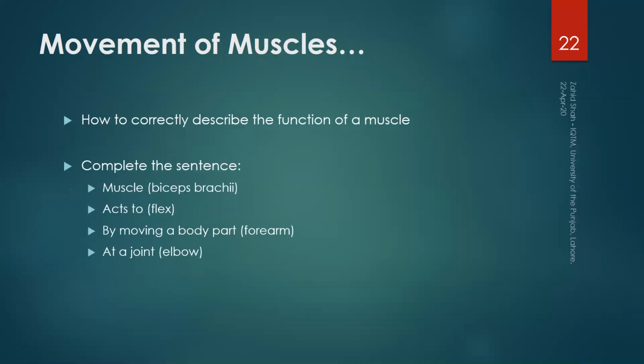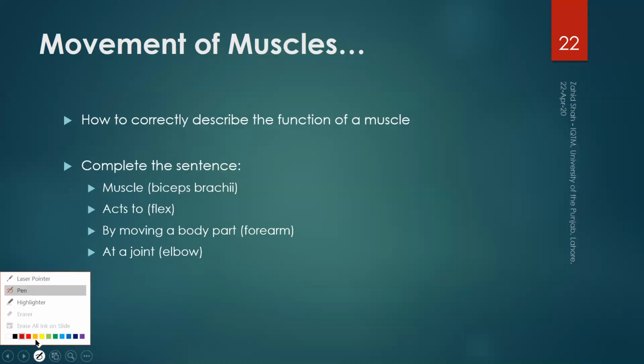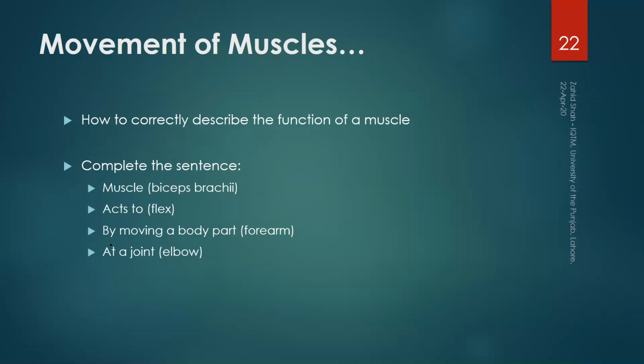So how can we actually state the function of a muscle? You have to state four things. First, the name of the muscle, then its action, then the body part it moves, and finally the joint. So for example, biceps brachii flexes forearm at elbow joint. So you first tell the name of the muscle, its action, the body part it moves, and finally the joint at which that movement takes place. The muscle acts to move a certain body part at this joint. So biceps brachii flexes forearm at elbow joint in this case.